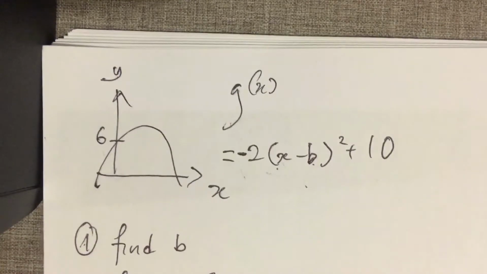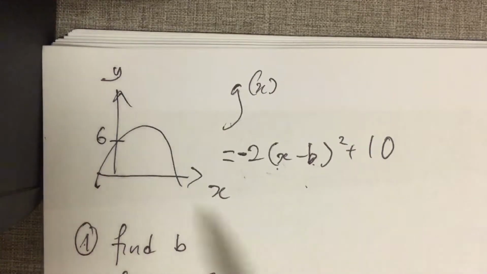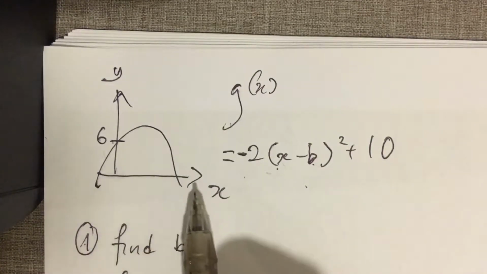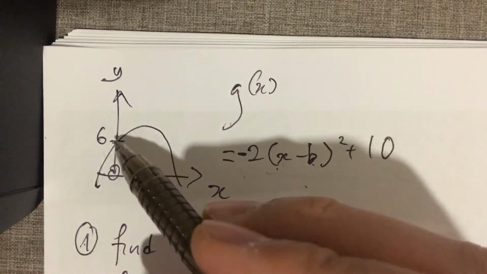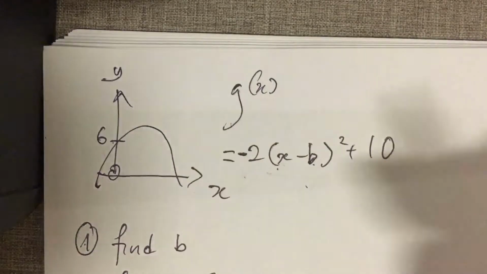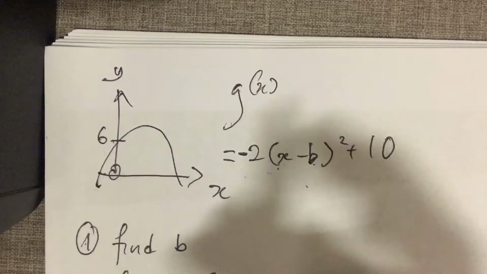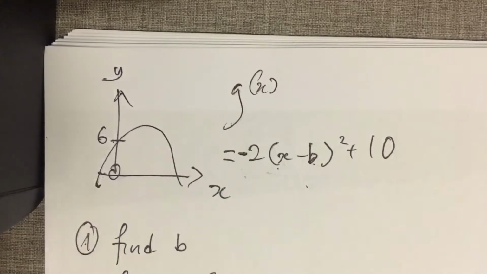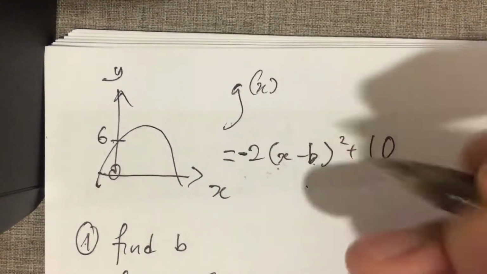First thing, very simple. When they ask you to look for b, you look at the picture first. What does the picture tell you? The picture tells you that when x is 0, y equals 6, and this graph represents the function. So when x is 0, y equals 6. So just substitute that 0 into the x in this equation first. So what do you get?